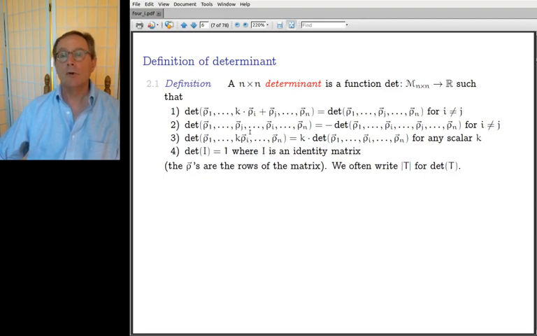Okay, condition 2 is that if you swap 2 rows, see how it says rho I and rho j over here, and then over here it says rho j and rho I? So if you swap 2 rows, then you change the sign of the determinant of the matrix, excuse me, I misspoke. So if the matrix had determinant 5, and then you swap 2 rows, the new matrix, the after-you-swapped-it matrix, will have determinant -5.